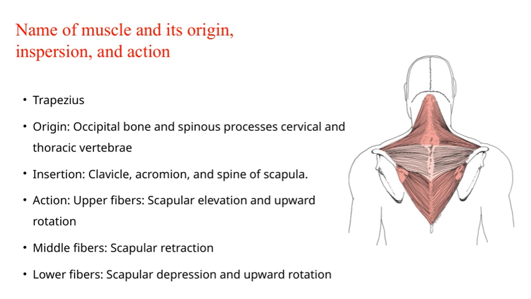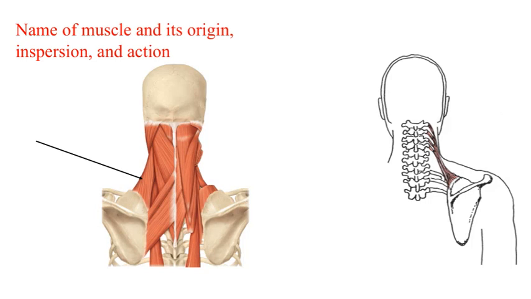Together, these fibers coordinate movements crucial for shoulder stability and mobility, connecting to the overall theme of how muscles work together to produce complex motions. Let's take a closer look at the muscles we're studying. On this slide, we'll focus on the name of the muscle, its origin, insertion, and its main action. Understanding these key points helps us grasp how each muscle functions within the body.